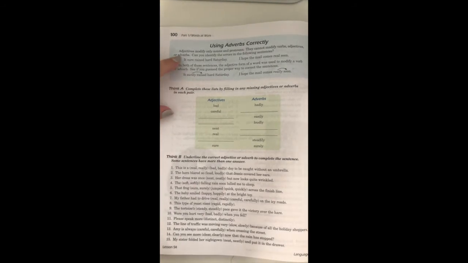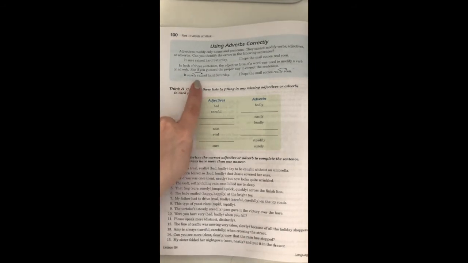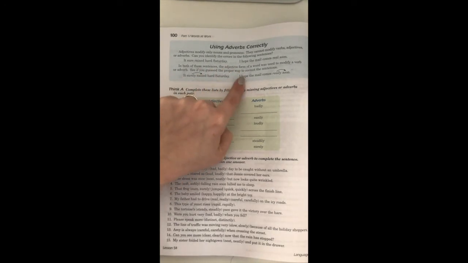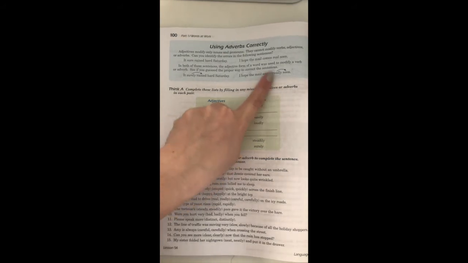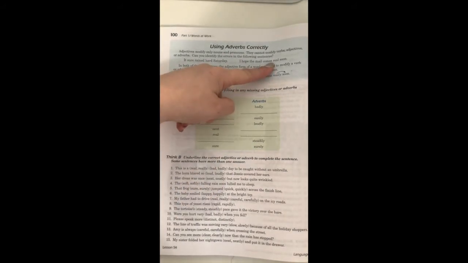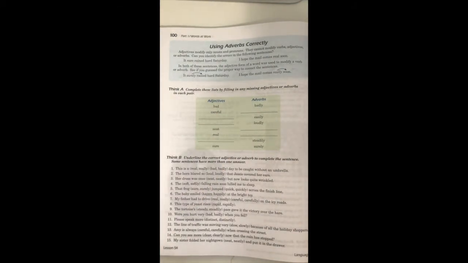So you would not say, it sure rained hard Saturday. You would say, it surely rained hard Saturday. That's the proper way to say that sentence. That's how you know you should be using an adverb. For example, for this one, I hope the mail comes really soon, not real soon. Sometimes they're just slight differences that you have to make, slight changes to make the sentence proper and correct.